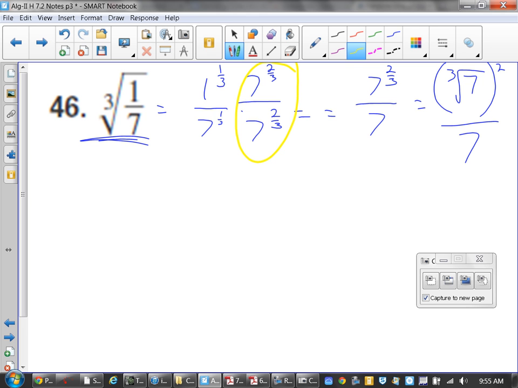Yes. Then why is the top 7? I don't understand. Why do you have 7 times 7 is 7 and 7 times 1 is 7? Why are they both 7? It's not 7 times 7 down here. This is 7 to the 1/3 times 7 to the 2/3. Same base, different exponents, you add them. What's 1/3 plus 2/3? 3/3. Right.